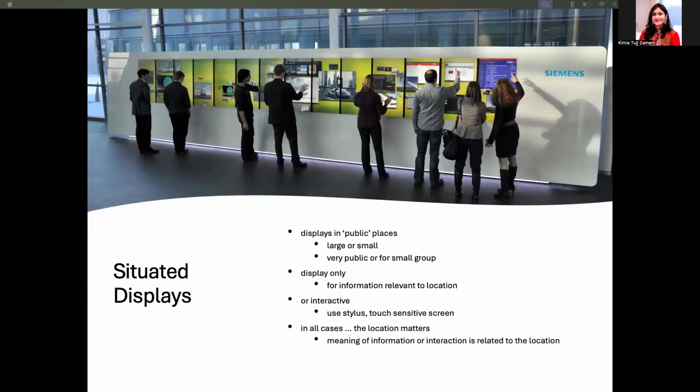So these are displays that make sense in a specific place. For example, a display outside an office door showing whether the person is available, or smart bus stops that show when the next bus is arriving. So, the key lesson is that context matters. The meaning of the display is tied to where it lives.